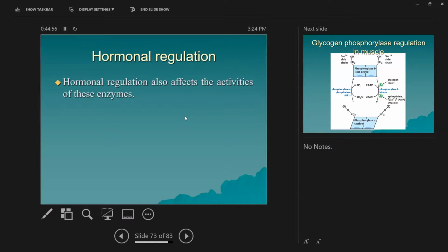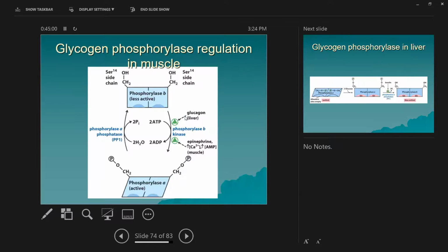Okay, let's take a look at how hormones tweak the activity of some of these enzymes. So glycogen degradation in muscle is a result of glycogen phosphorylase in muscle, but glycogen phosphorylase in muscle is slightly different than glycogen phosphorylase in liver. It's encoded by the same gene, but because of alternative splicing, you get a slightly different protein. This slightly different protein at the amino terminus has a serine at position 14. That serine is a site for phosphorylation. This non-phosphorylated enzyme is not that active. It can work, but it's not all that active.